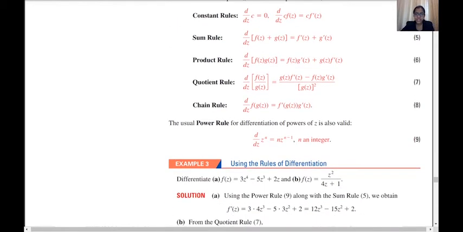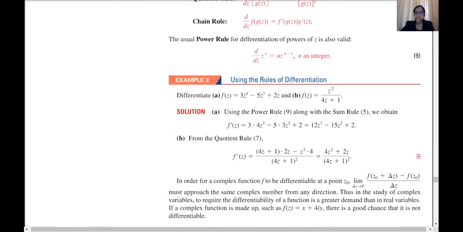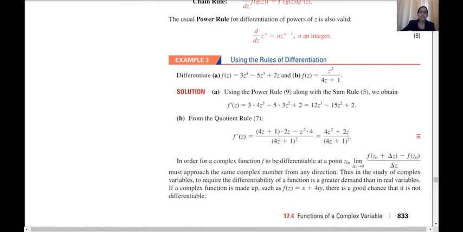Let's see an example which is given in your textbook. We are asked to differentiate the function f of z equal to 3z raised to 4 minus 5z cube plus 2z. It is pretty simple. f dash of z would be equal to 3 into 4z cube minus 5 into 3z square plus 2. So that is 12z cube minus 15z square plus 2, right?